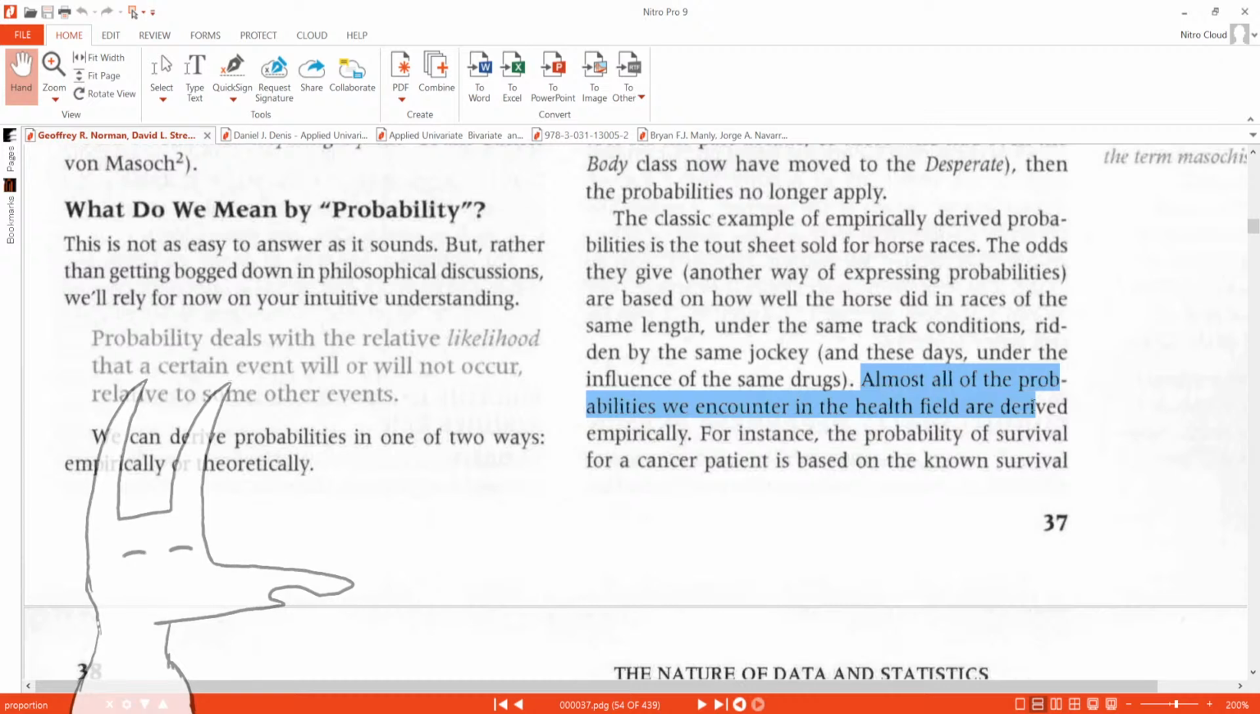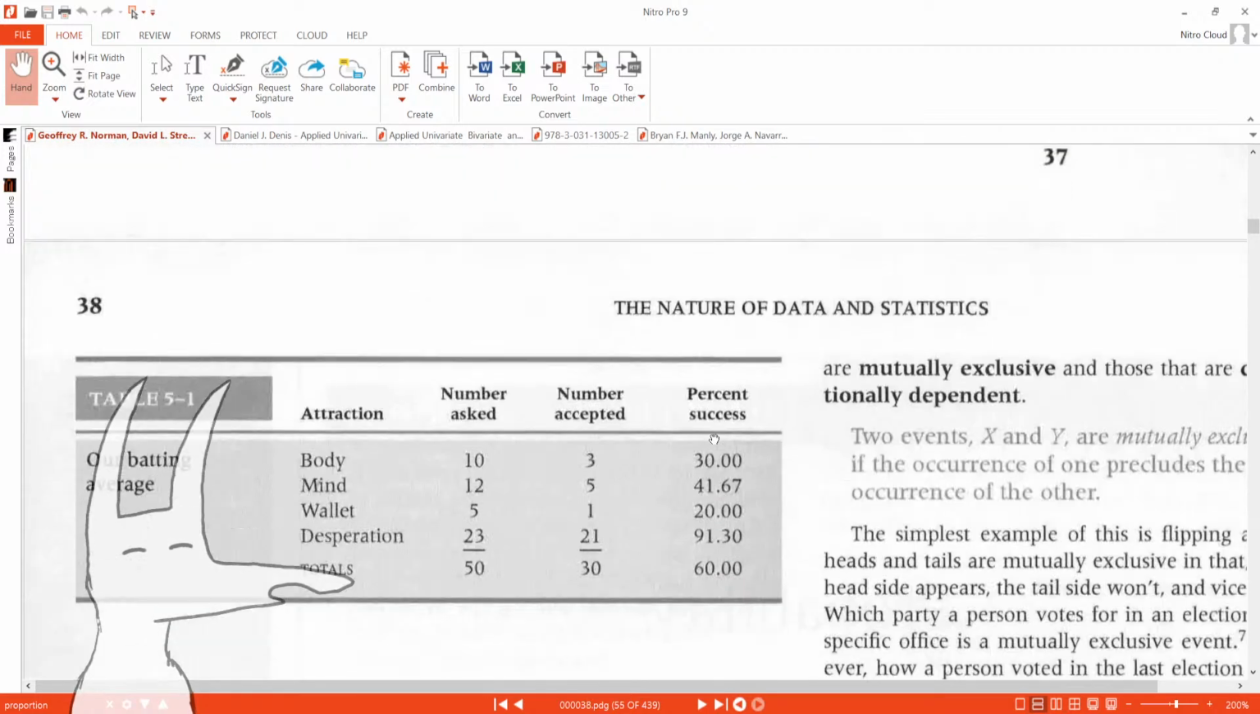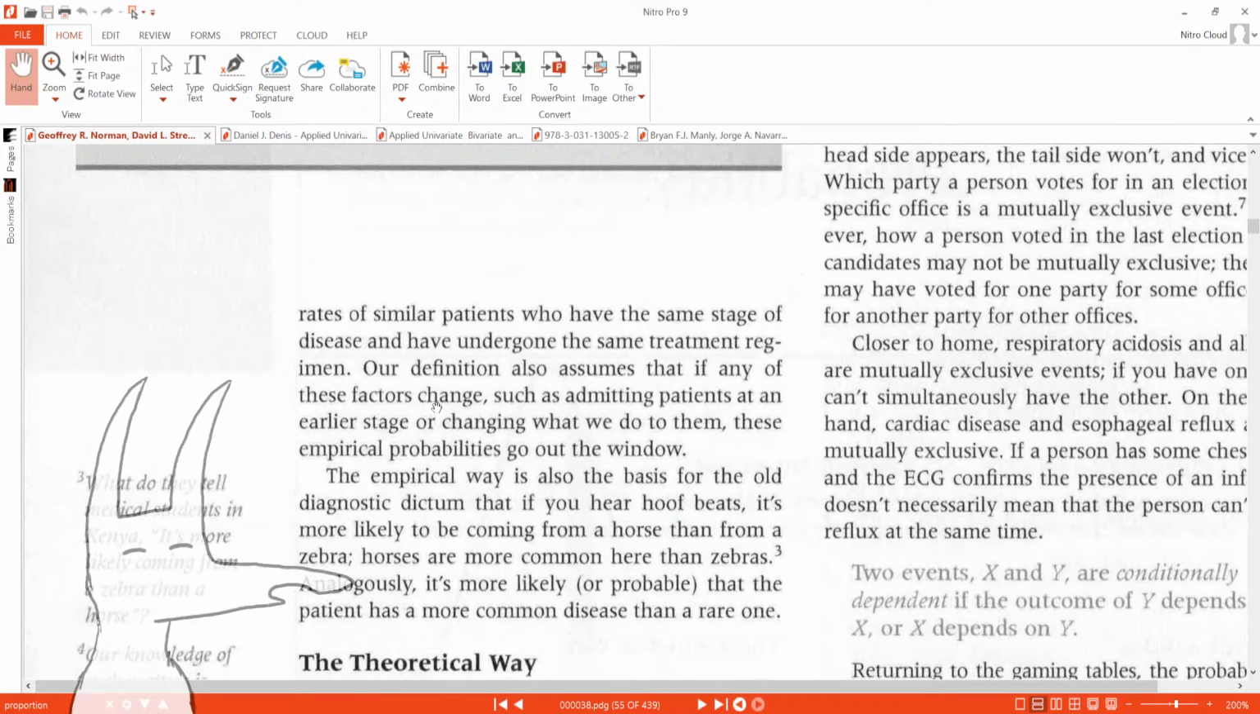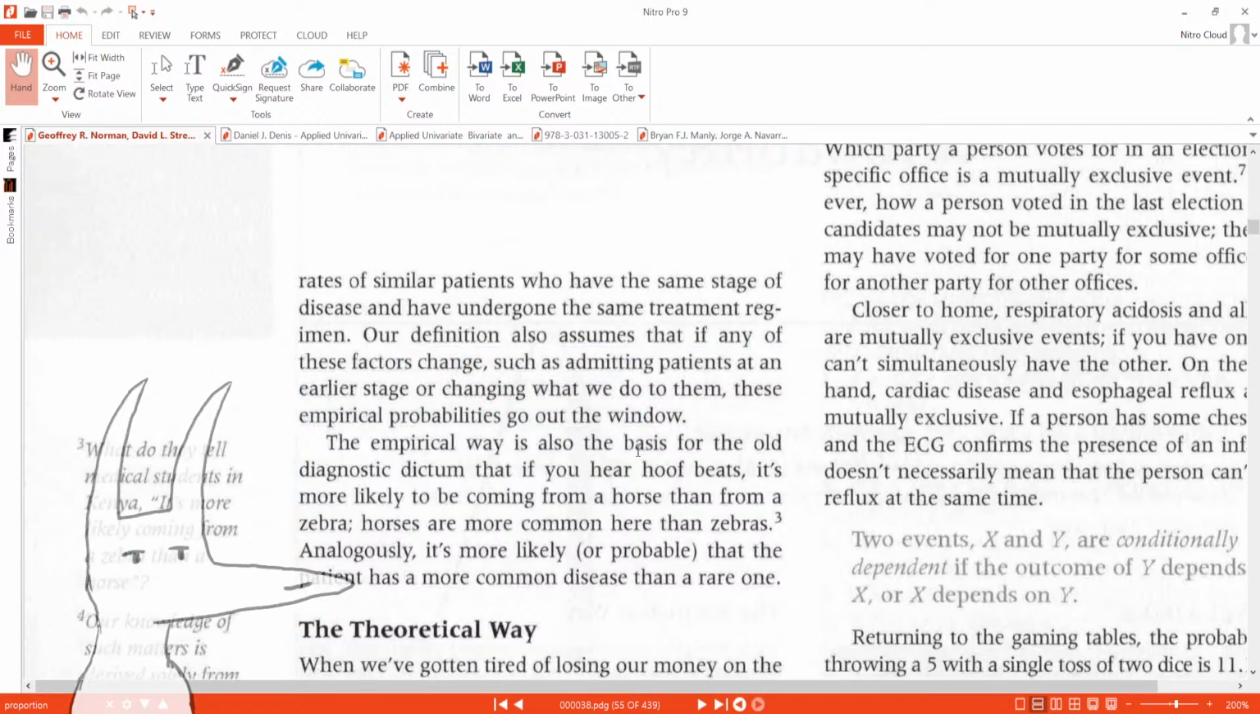Almost all of the probabilities we encounter in the health field are derived empirically. For instance, the probability of survival for a cancer patient is based on the known survival rates of similar patients who have the same stage of disease and have undergone the same treatment regimen. Our definition also assumes that if any of these factors change, such as admitting patients at an earlier stage or changing what we do to them, these empirical probabilities go out of the window.